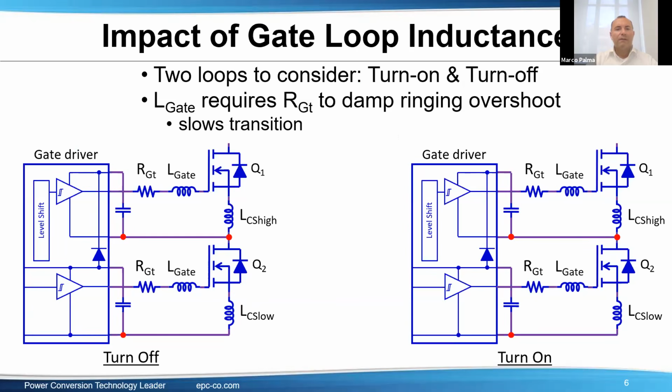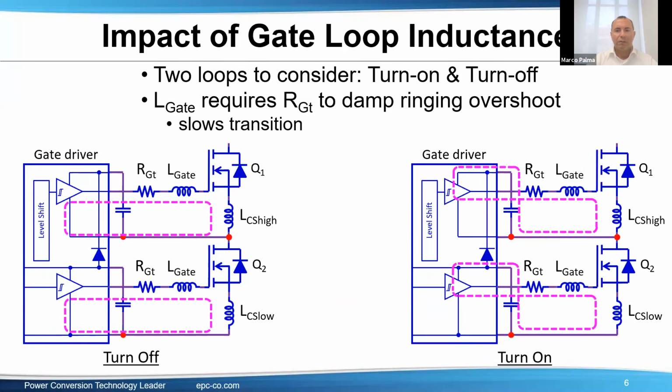Finally, we'll look into the effect of the gate loop inductance on losses generated in the converter. In this case, there are two loops to consider: the turn-on loop, which you can see on the right, and the turn-off loop, which you can see on the left. In both cases, an additional resistance is used to damp out the effect of the inductance to ensure the ringing voltage peaks do not exceed the maximum in the case of turn-on, and also do not ring above the threshold voltage in the case of turn-off.